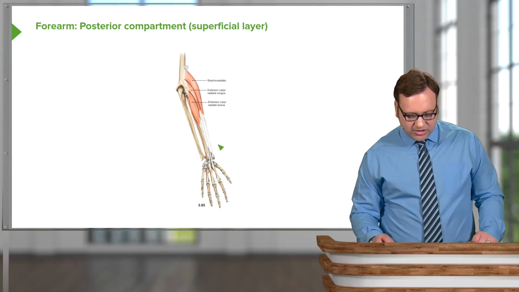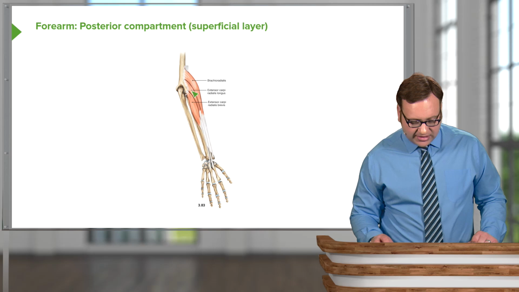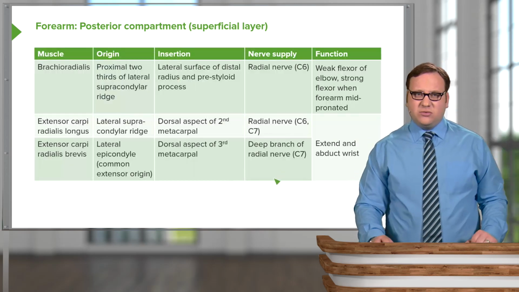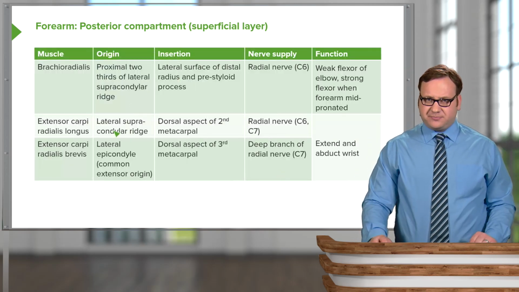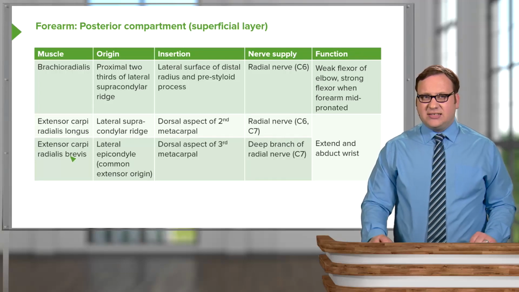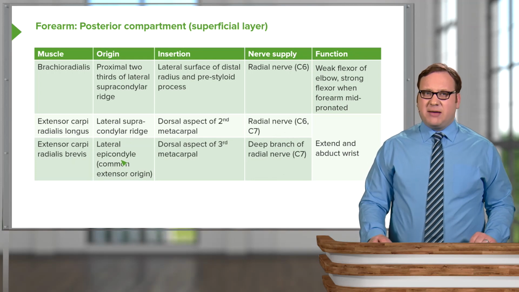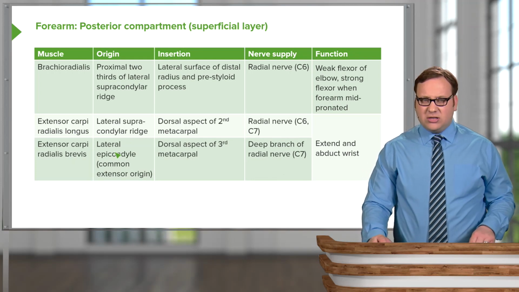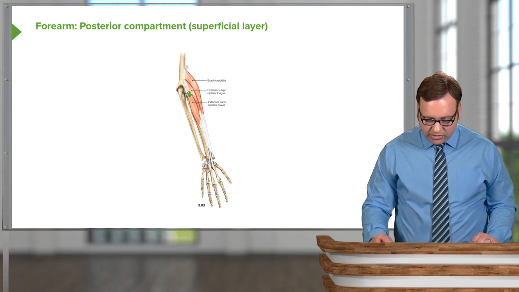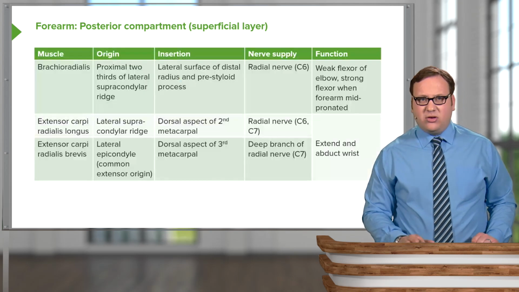If we then look at the two muscles slightly deeper, we have extensor carpi radialis longus and extensor carpi radialis brevis. We can see that extensor carpi radialis longus is also coming from the lateral supracondylar ridge, and extensor carpi radialis brevis is coming from the lateral epicondyle. So we can see that they gradually work their way down the humerus, from the lateral supracondylar ridge all the way down to the lateral epicondyle.